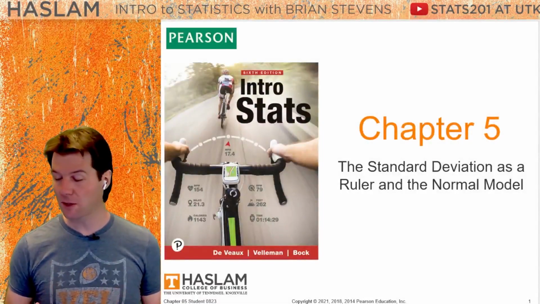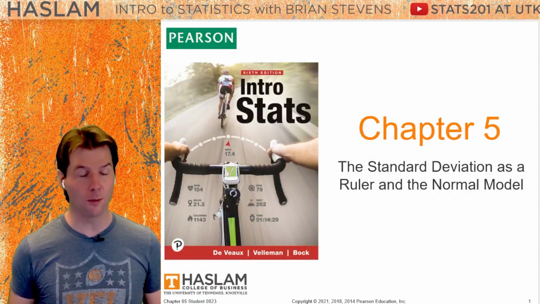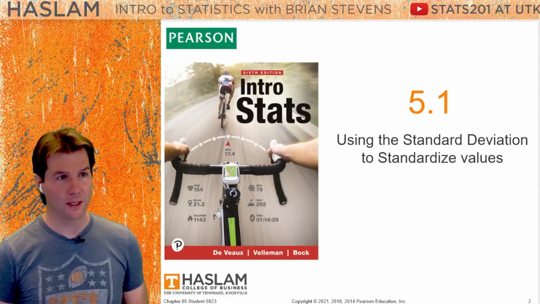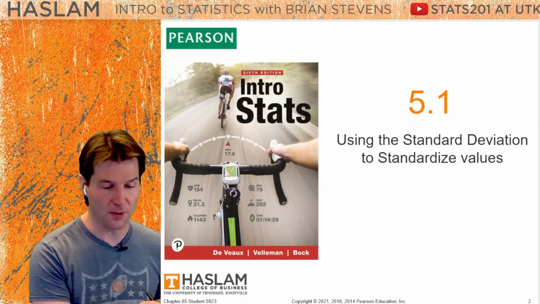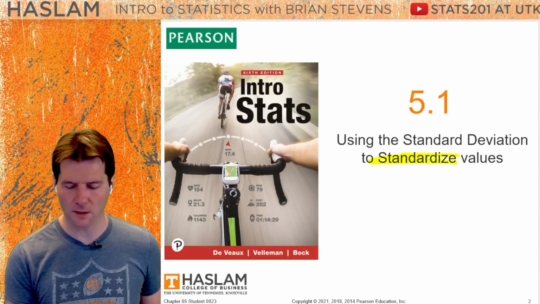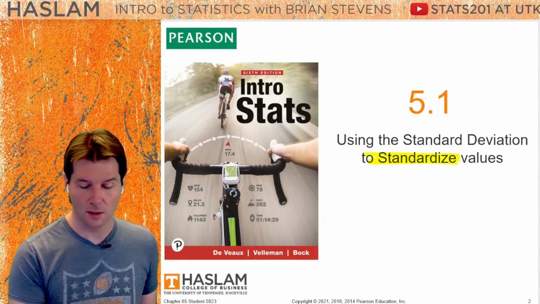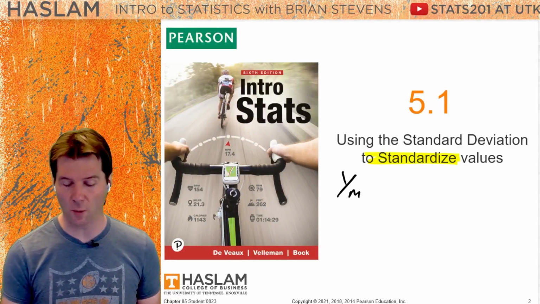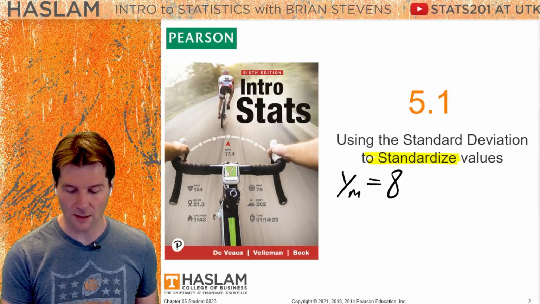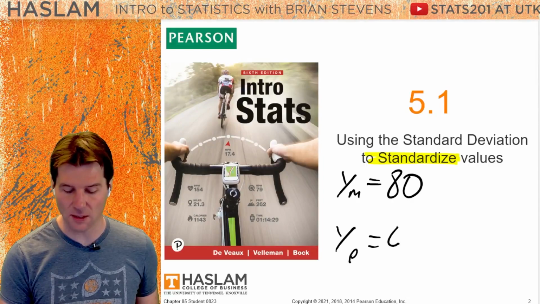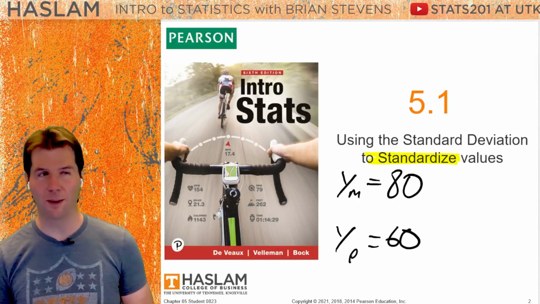Let's talk about the standard deviation and how we can use it with the normal model as a ruler. Well, the first thing we need to know is the standard deviation helps us standardize values. What do we mean by that? Well, let's say we're taking two tests. We take a math test, and on the math test, our observation, our y value, is an 80. On the physics test, we had an observation of a 60. Now, which test did we do better on?